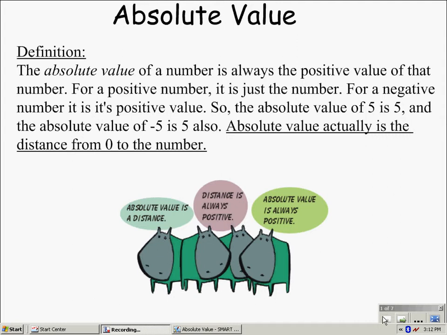Absolute value is actually the distance from 0 to the number. Absolute value is distance. Distance is always positive. Therefore, absolute value is always positive.